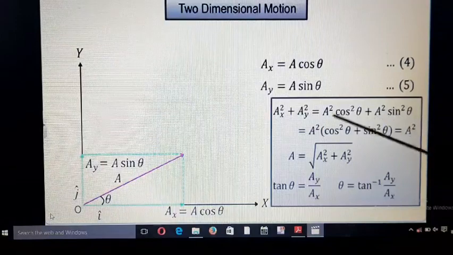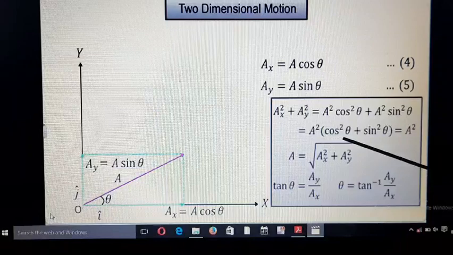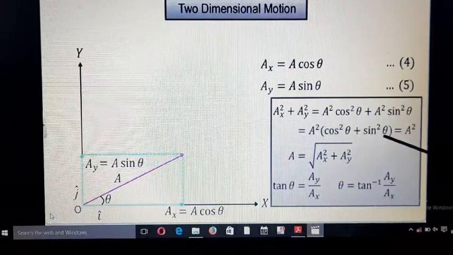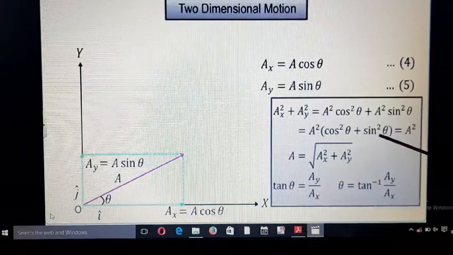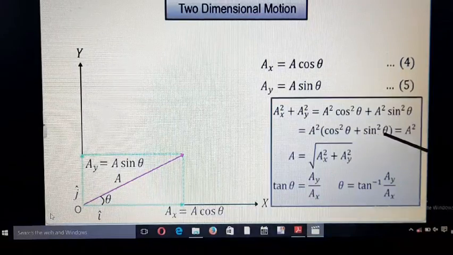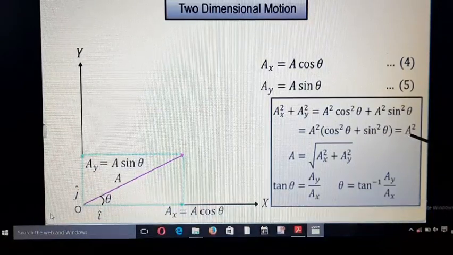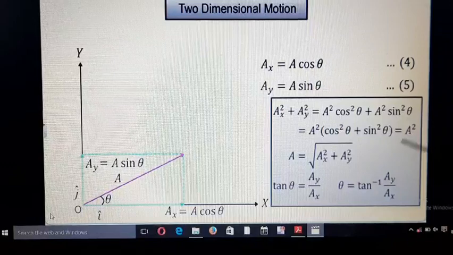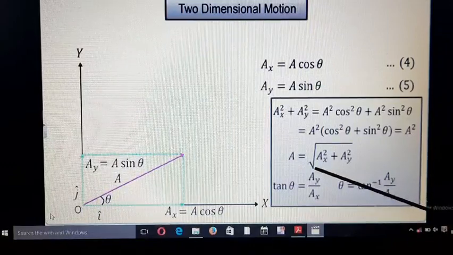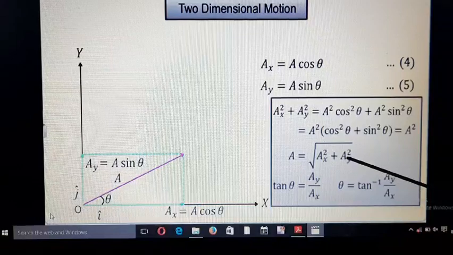Now we take A square common. So we get A square is equal to, in bracket, cos square theta plus sin square theta. Friends, in standard 10 we learn cos square theta plus sin square theta is equal to 1. So here now we take 1, so we get only A square. So A is equal to, we can write down, under root Ax square plus Ay square.